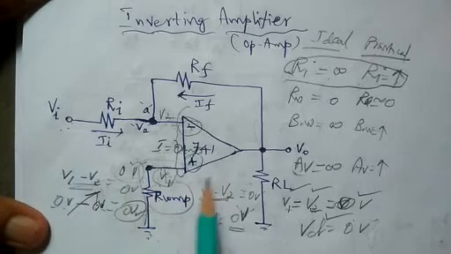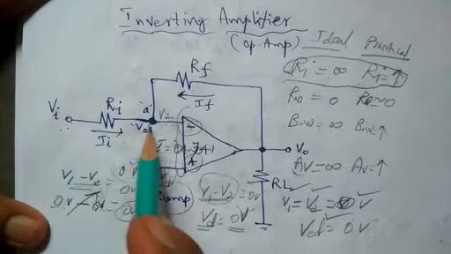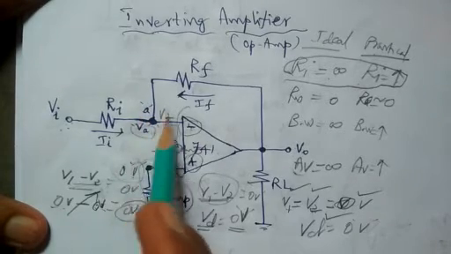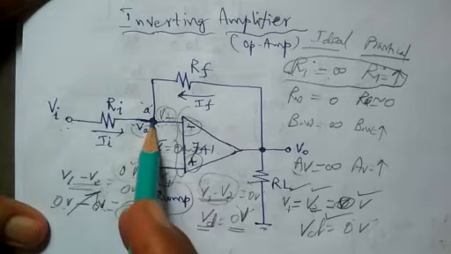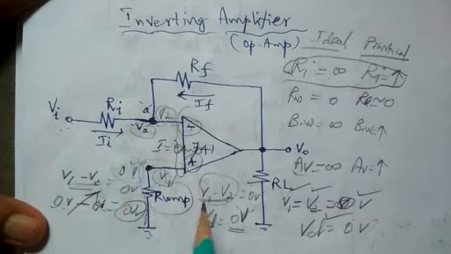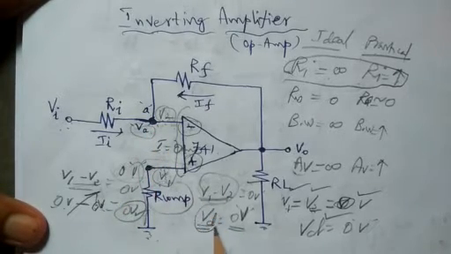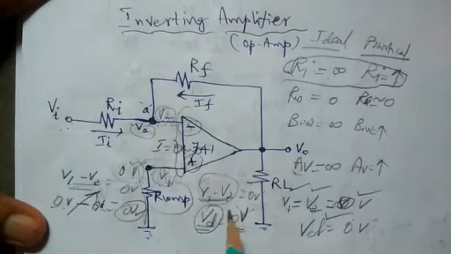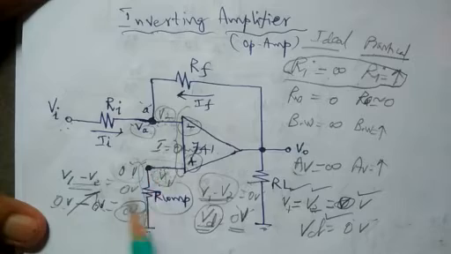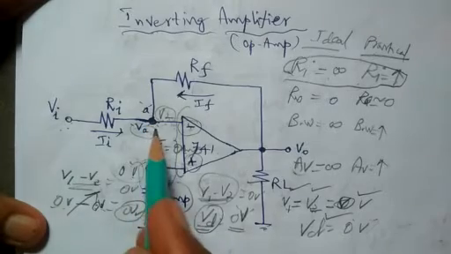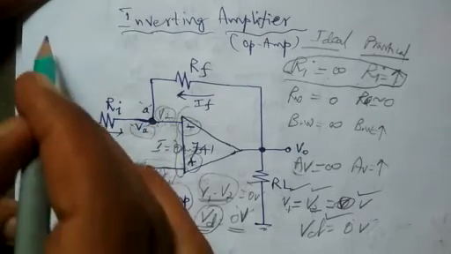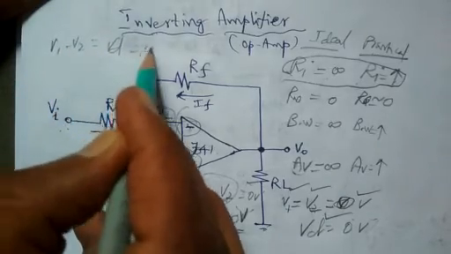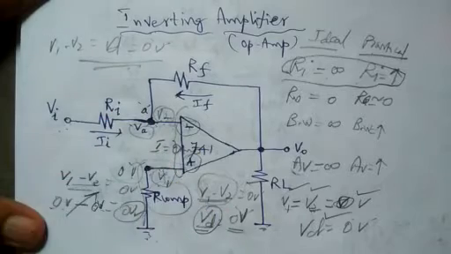To satisfy V1 minus V2 equal to 0 volt, the potential at this node A, VA or V2, must also be equal to 0, so that the difference potential between the non-inverting and inverting terminals is 0 volt. If both the potentials are 0, then V1 minus V2, which equals Vd, will be equal to 0 volt. This will be satisfied.